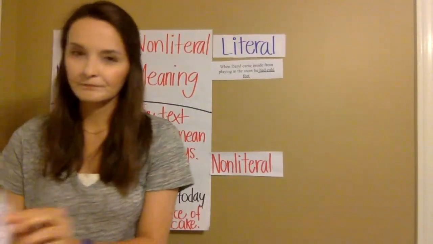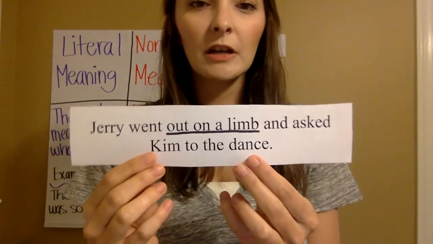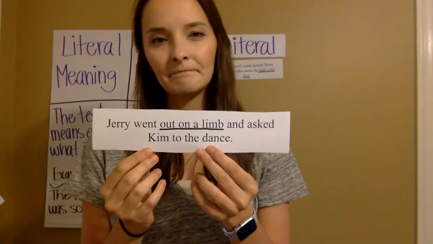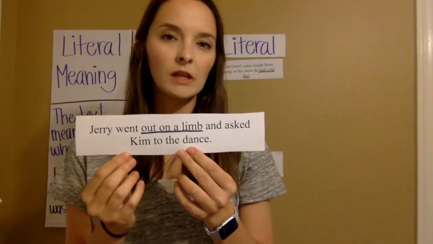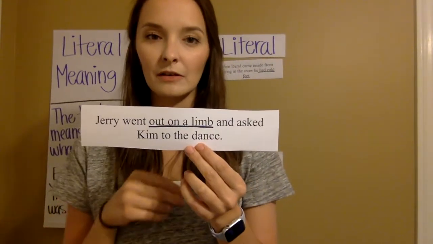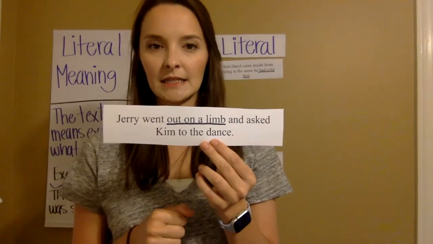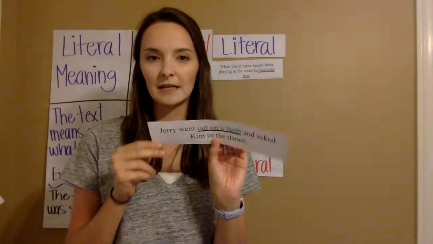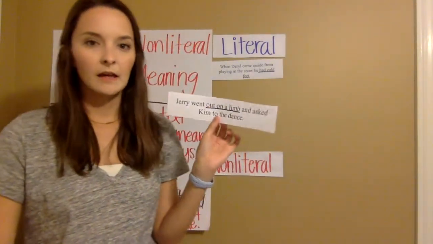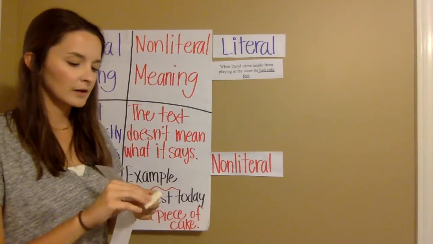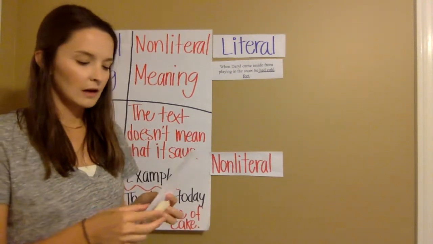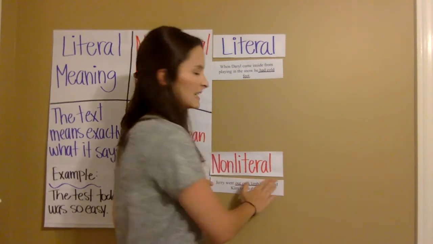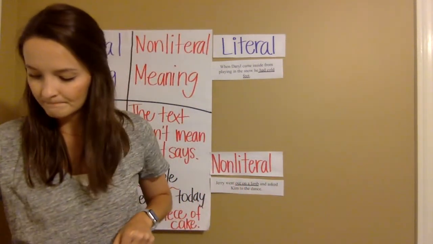All right. Our next one. Jerry went out on a limb and asked Kim to dance. Do we think Jerry really climbed out on a limb to ask someone to dance? Literal or non-literal? Did he really do that, or does it mean something else? Good. If it means something else, we're going to sort it to non-literal. It doesn't really mean he climbed out on a tree limb. Okay?